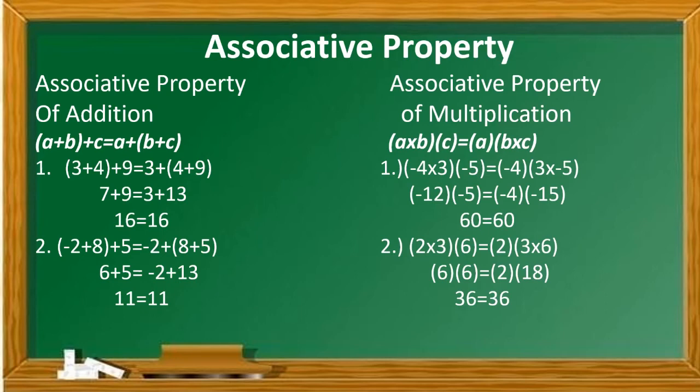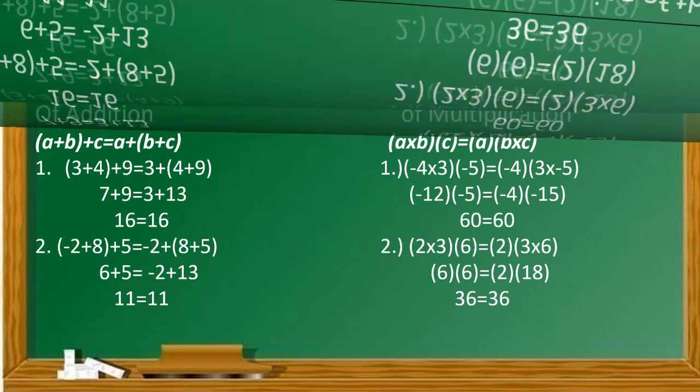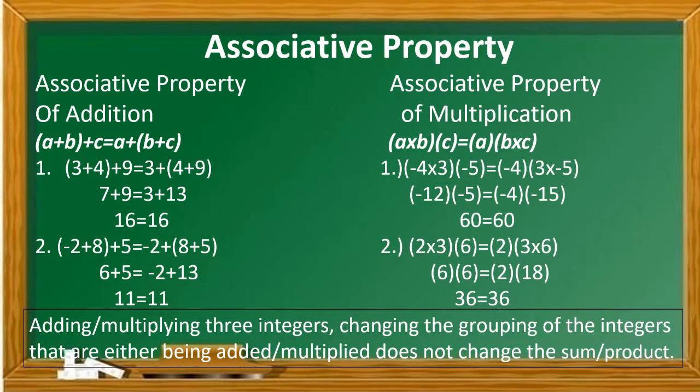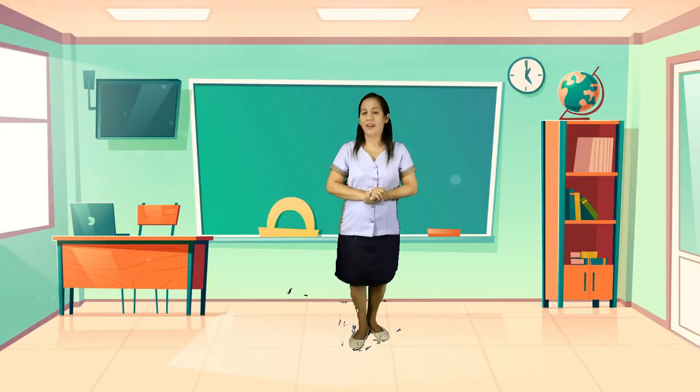Meaning, in adding or multiplying three integers, changing the grouping of the integers that are either being added or multiplied does not change the sum or product. I hope you are following.